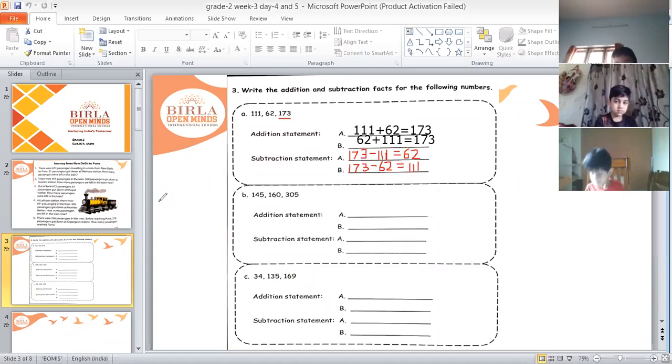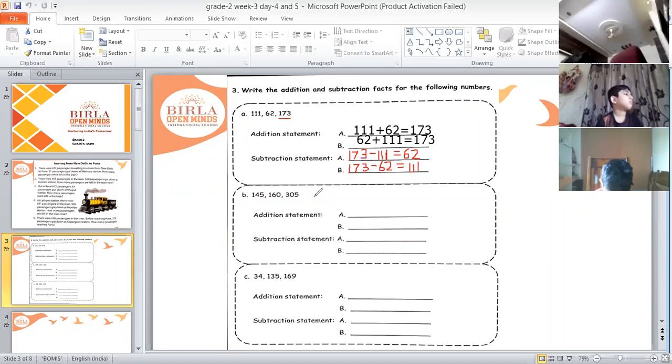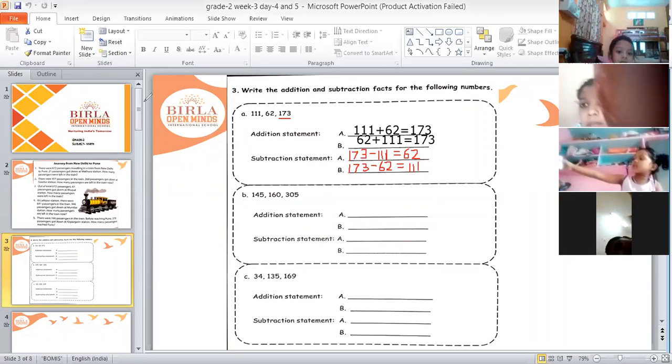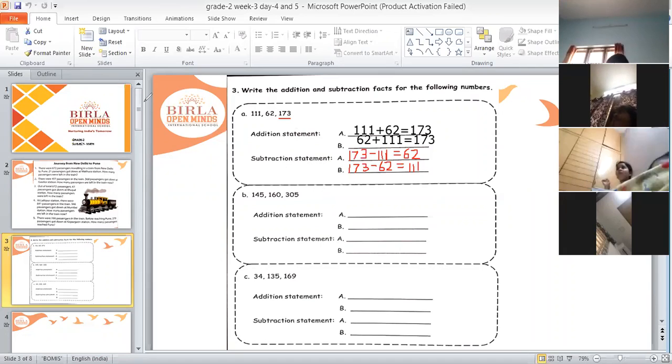Shrivas, you tell me in bit B, which is the biggest number? In bit B, which number is the biggest? Tell me, I'm waiting. Shrivas, you are not at all audible. Please tell me which number is the biggest number here in bit B. Numbers are 145, 160 and 305. Now tell me which number is the biggest.